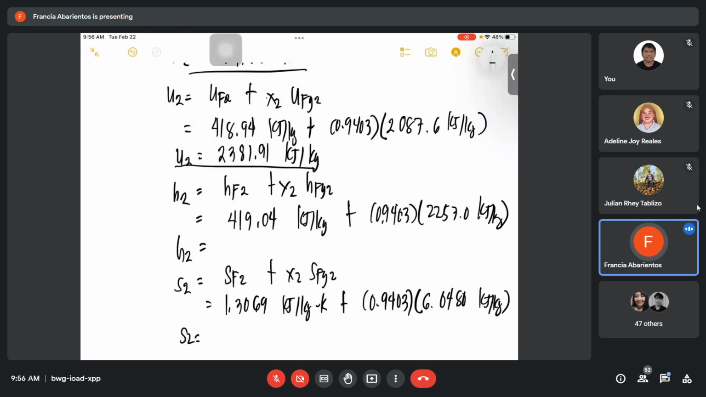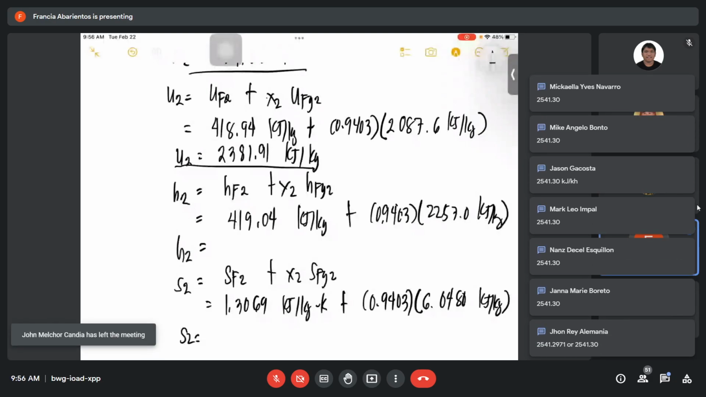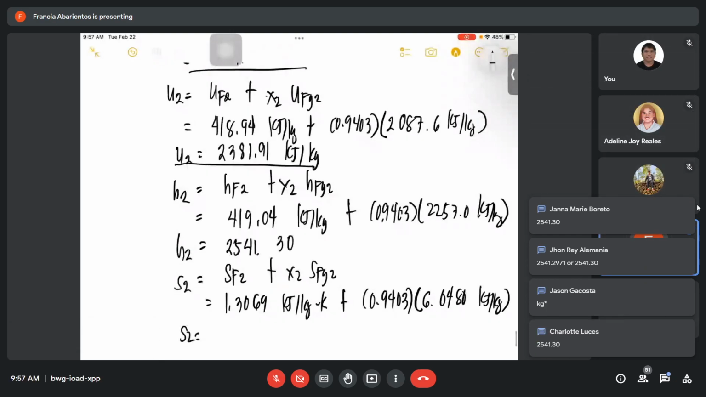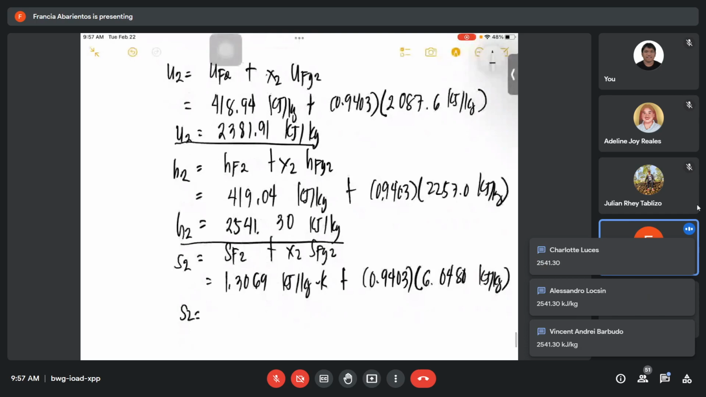Okay? So, at point 2 class, what is now your enthalpy at point 2? Ayan. Oh, may entropy. Bakit entropy na? Yung enthalpy at point 2, ayan. Okay na. So, we have now 2541.30. Ayan, kilojoule per kilogram. And, ayan. Lahat na may answer.